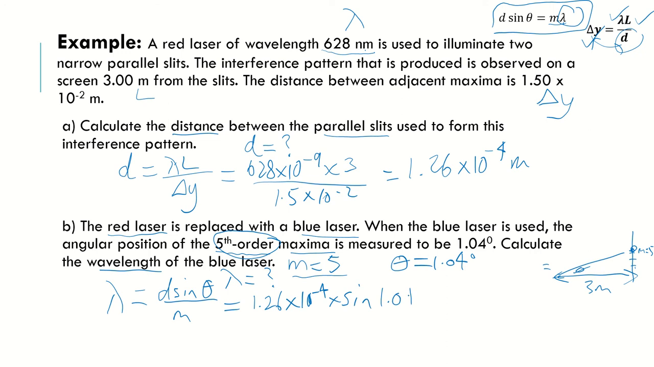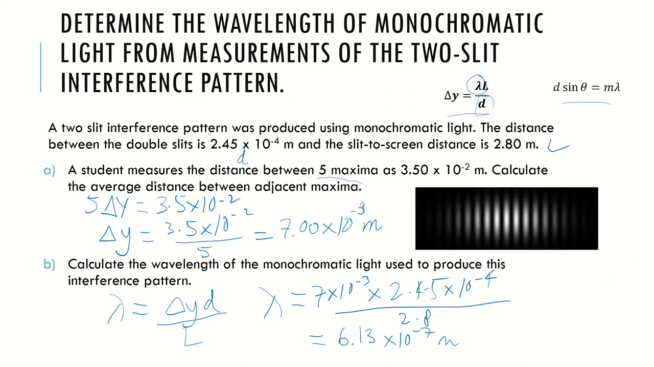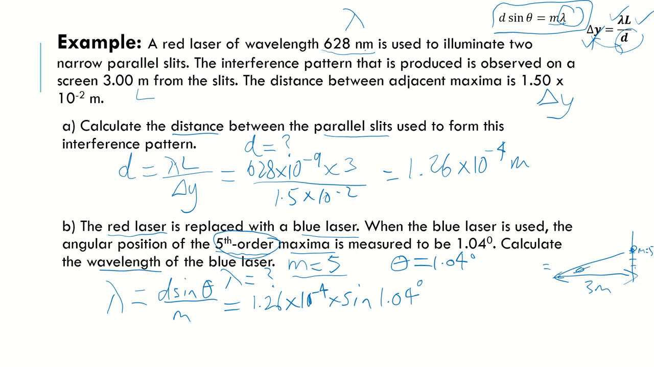The angle is something that, if you want to do it this way, you would be required to measure, but it's a little bit difficult. That's why I usually measure delta y, like in the last example. Delta y is a bit easier to measure than the angle, because the angle is usually quite small. And then divide by m, which is 5. So remember, your calculator needs to be in degrees mode in physics, always.